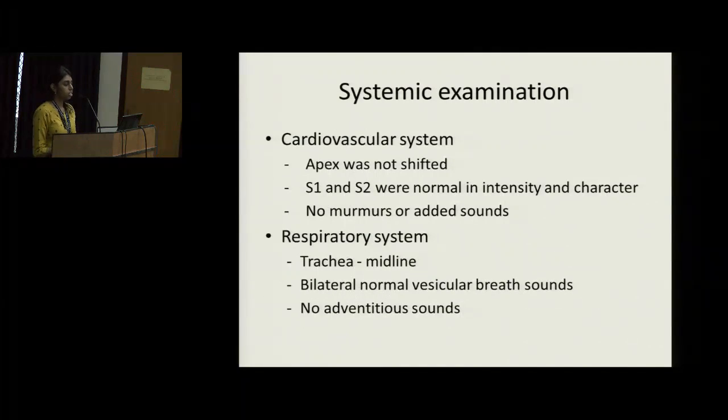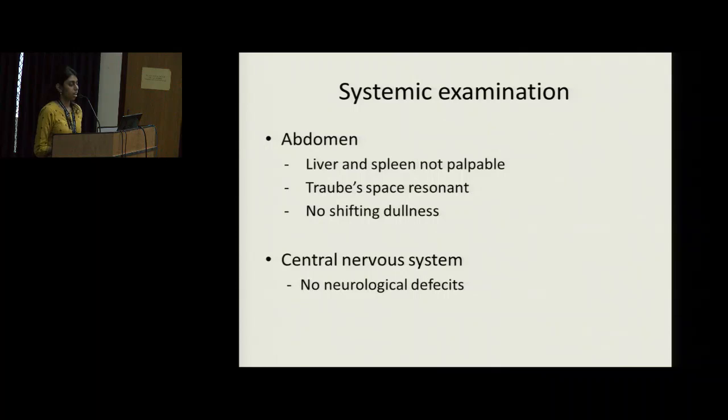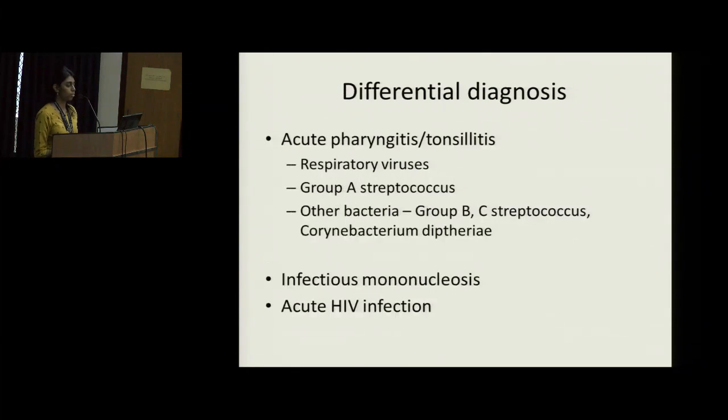On systemic examination, in CVS examination, his apex was not shifted. S1 and S2 were normal in intensity and character, and there were no murmurs or added sounds. His respiratory examination showed a trachea that was midline with bilateral normal vesicular breath sounds, no adventitious sounds. On abdominal examination, his liver and spleen were not palpable. There was no shifting dullness. CNS examination was normal. This is a 16-year-old boy who presented with the syndrome of acute pharyngitis or tonsillitis.